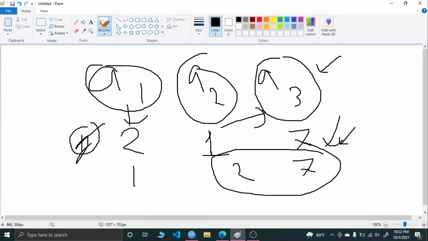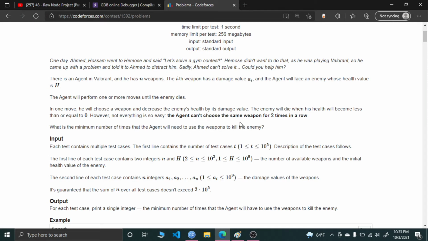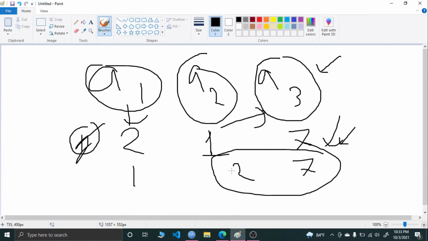But in this case, it's not possible. I cannot use one weapon consecutively, one after another, immediately after one move. I cannot choose the same weapon 2 times in a row. So what I have to do is take the maximum 2 weapons that deal the maximum amount of damage, by sorting the array. That's it. Now the question is, I've dealt with that.